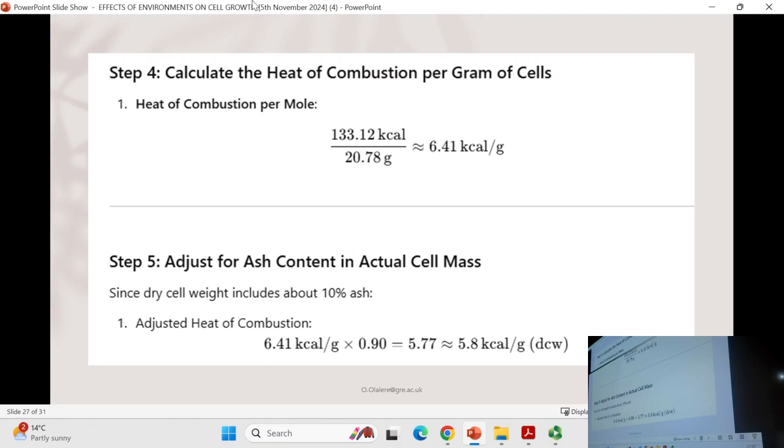So the next one is to adjust for ash content in the actual cell mass. Since dry cell weight includes about 10% ash, the ash content is 10%, right? Then the real weight is 90%. So the 90% ratio is 0.9. You just multiply by it and you get your answer. That's 20 marks. Or maybe 15 marks because I will add one more small question to it. So it's easy to pass and easy to fail.